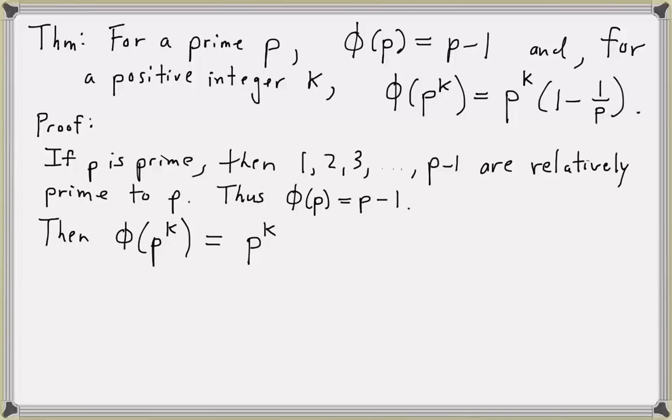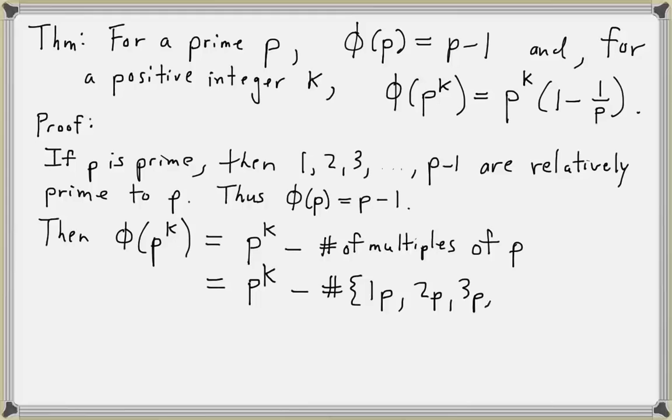Okay, so if we take all of the numbers between 1 and p to the k, and we subtract off the number of multiples of p, then the numbers remaining will all be relatively prime to p to the power k, because the only numbers that divide p to the power k are multiples of p. Well, how many multiples of p are there between 1 and p to the k? Let's see. Well, 1p, 2p, 3p, all the way up to p to the k minus 1 times p. Those are all the multiples of p between 1 and p to the k.